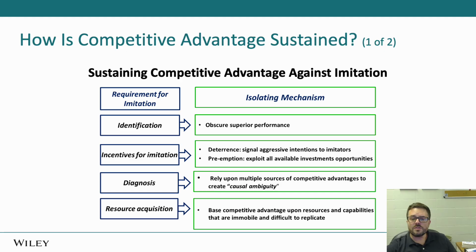Is there anything we can do to prevent them or deter them? One of them would be signaling aggressive intentions to imitators. We've looked at some of these. Perhaps if somebody tries to enter, we show that we're going to really respond with aggressive pricing, and we're going to lower our prices to scare them away.